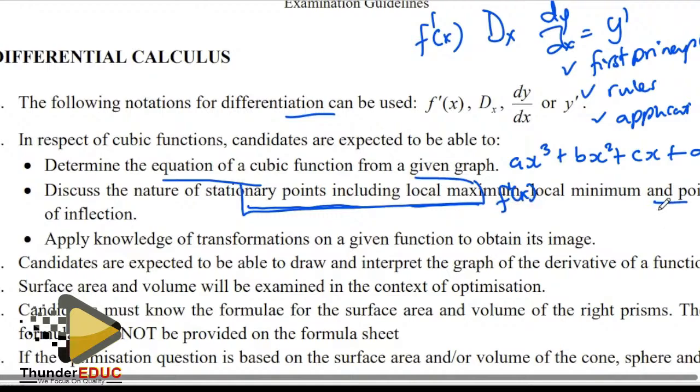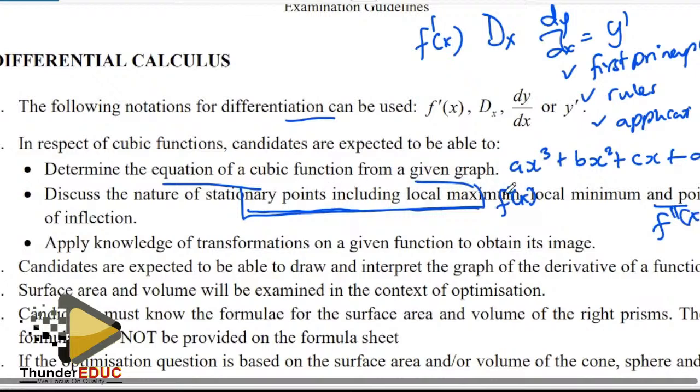For you to get the points of inflection, you must get the second derivative, or you must get the midpoint of these stationary points. Then apply the knowledge of transformation on a given function to obtain the image. Okay, candidates are expected to be able to draw. So when you're drawing, the A has an effect. If A is positive, then you're gonna have this kind of shape of a cubic. If A is negative, then you're gonna have something like that. Bear that in mind.